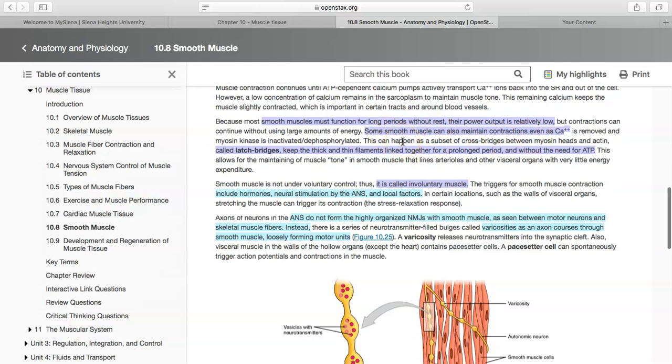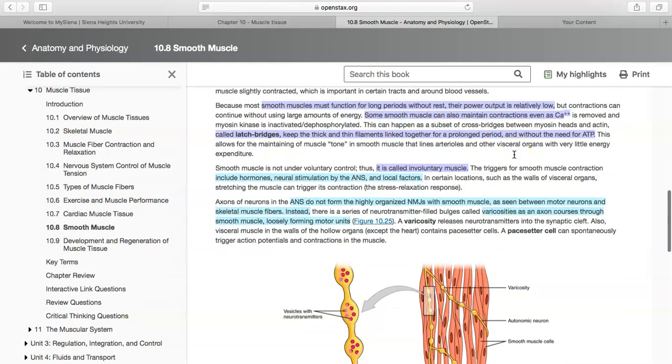Basically, what happens is we get these things called latch bridges, which allow the thick and the thin filaments that are linked together to remain linked together for this prolonged period of time without the need for ATP, without the need for more energy. So that's pretty interesting. And it allows for the maintaining of muscle tone, which remember is just the force of the muscle never being totally flaccid, which would be bad.